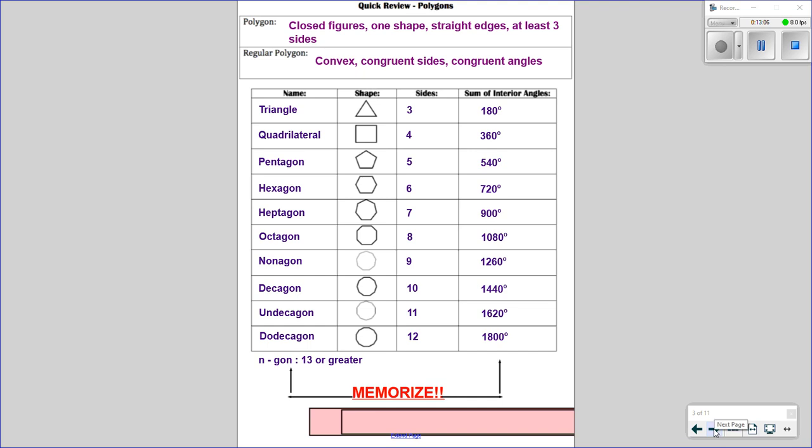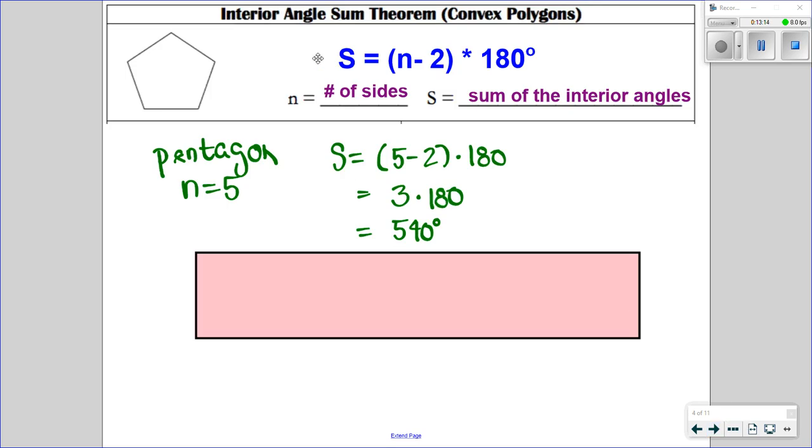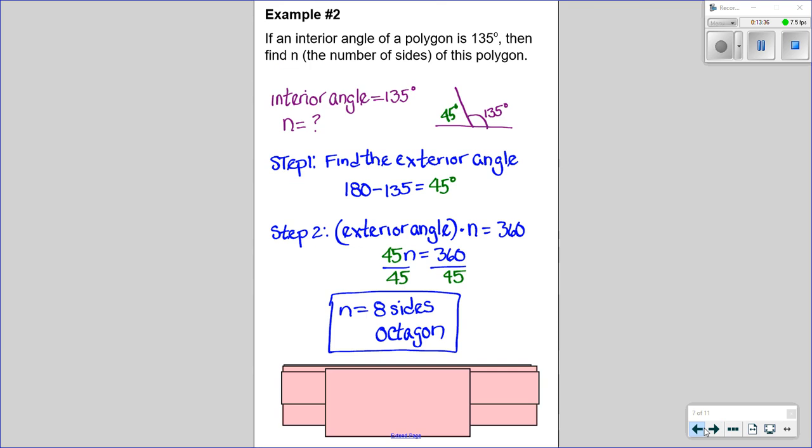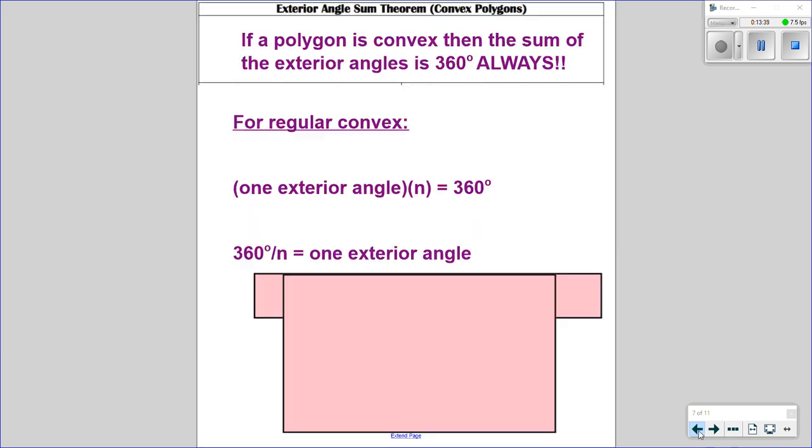And if you are not good with memorizing the sum of the interior angles, you should know at least the triangle and quadrilateral. Then you would use the formula for interior angle sum, which is s equals n minus 2 times 180. And that works for any shape that you need in order to find the interior angle sum. And exterior angles are the angles outside the shape, and it doesn't matter what shape it is, it always has to equal 360. And these are the two formulas.